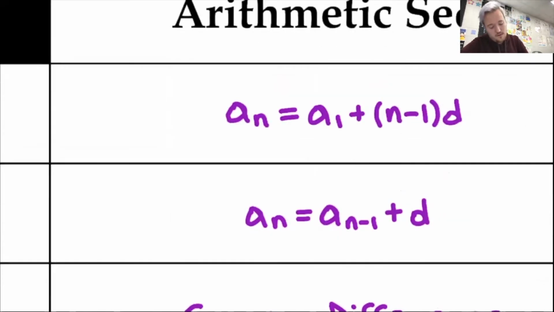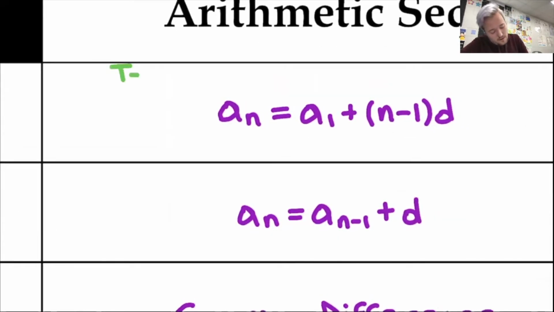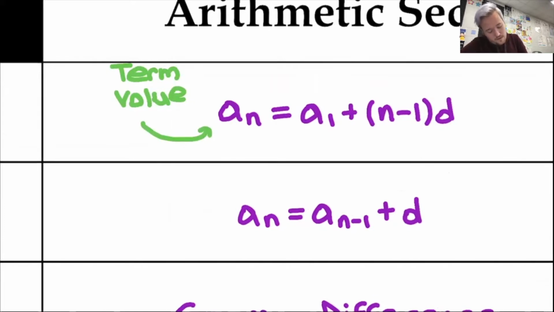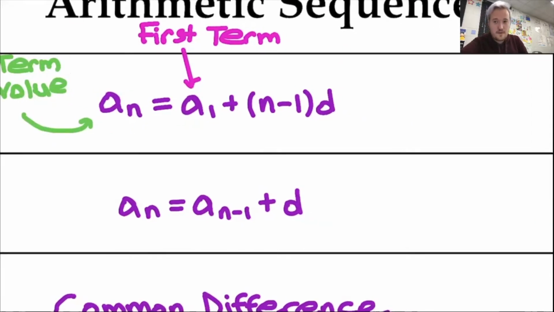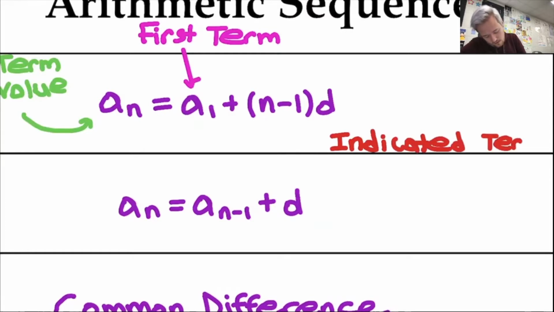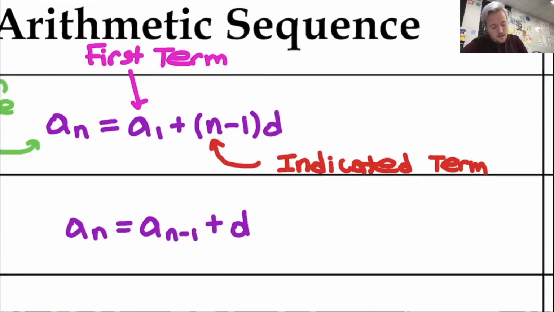So let's actually do this. This is the term value, the unofficial labeling. Then we have the first term, which is a of 1. Then we have the n value. So if it's like a5, this is the indicated term. And last but not least, we have the common difference.